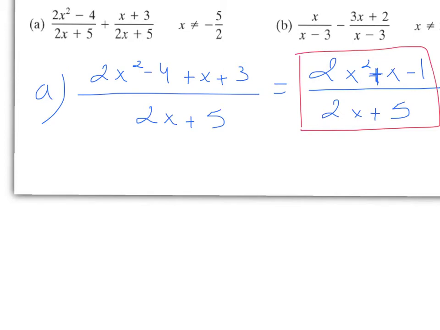Well, we have to keep in mind that x should be different than negative 5 over 2. That's a domain. Obviously, it's one of the conditions to work with this rational expression.